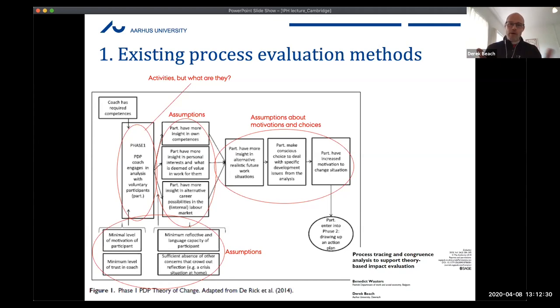So if I was going to use this to analyze how a policy intervention worked, I'd just be looking for whether the assumptions I'm assuming are required are present, but I'm not actually looking at how it works. And my colleague Benedict and I then thought about how this would look if we translated it into a process model or process theory.